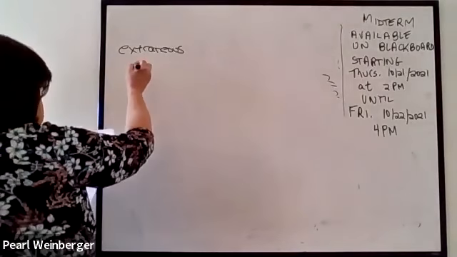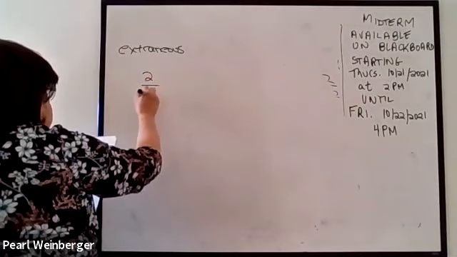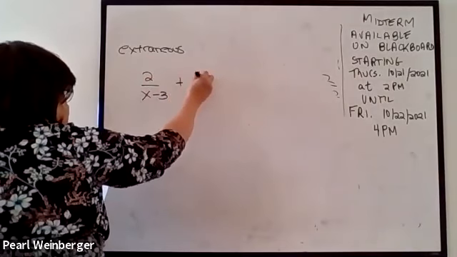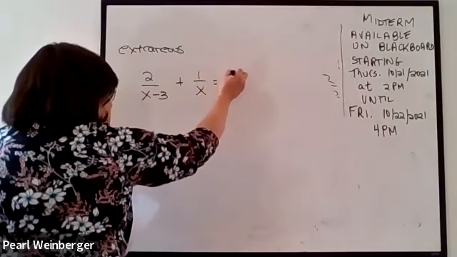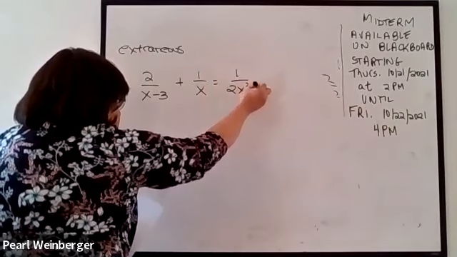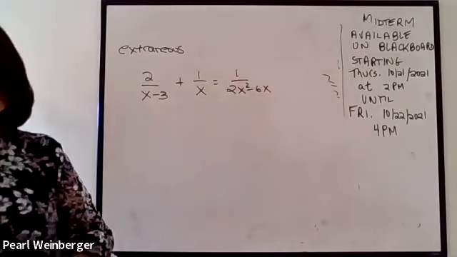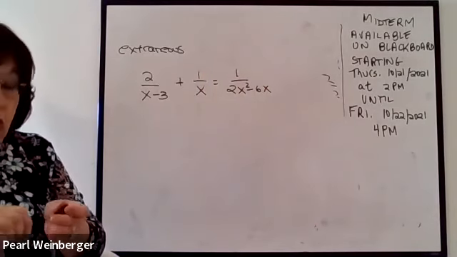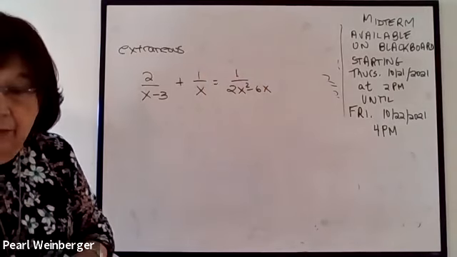Okay, here's the one I want you to try. 2 over x minus 3 plus 1 over x equals 1 over 2x squared minus 6x. Remember, your first step is going to be to find your common denominator, and then the next step is to multiply all your terms in your equation by that common denominator.